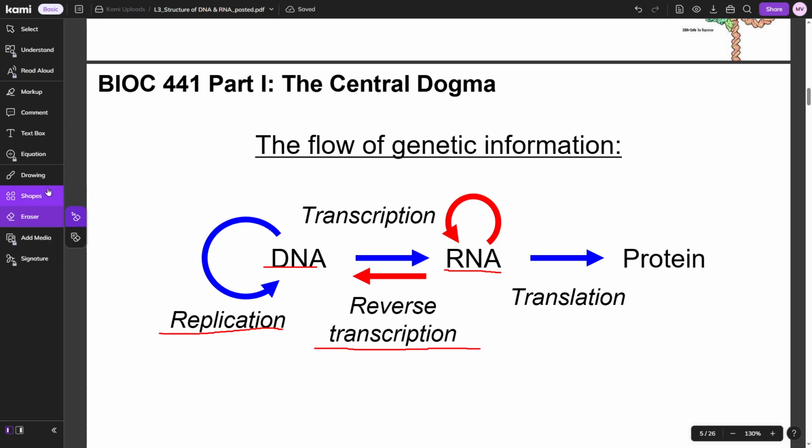I'm pretty sure this circular arrow here is meant to represent RNA processing. It's a bit weird. I don't know why they've done that, but there's RNA processing as well. In eukaryotes, for example, you have to add the 5' cap, the 3' tail, the poly A tail, and stuff like that.